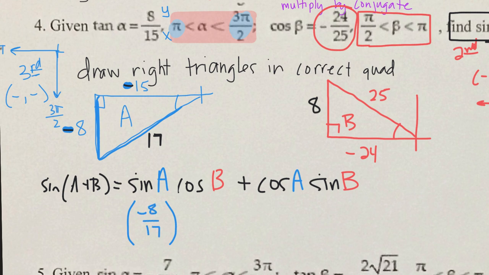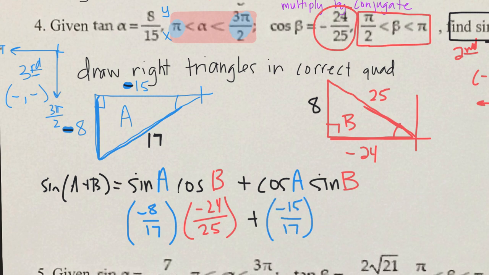Okay, the cosine comes from B. So we go over to the B triangle, and the cosine is negative 24 over 25. Okay, and then we go back to the A triangle to write down the cosine fraction, which is negative 15 over 17. The adjacent side over the hypotenuse, or x over r. And then we go back to our B triangle to write down the sine ratio, which is 8 over 25. Okay, notice there's no longer any sines or cosines. The sine of the angle is that fraction, and the cosine of the angle is its fraction.